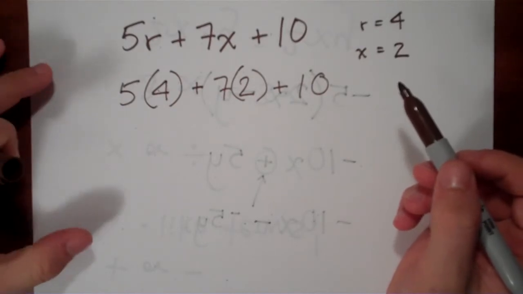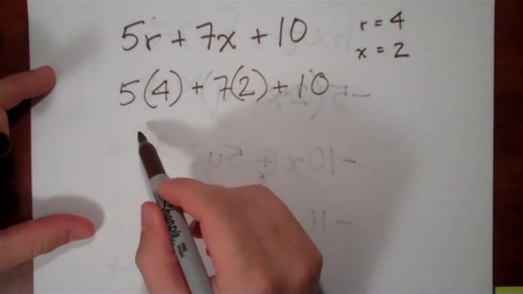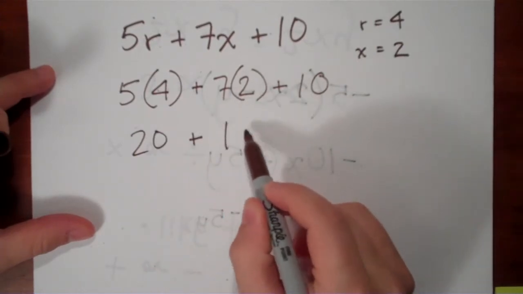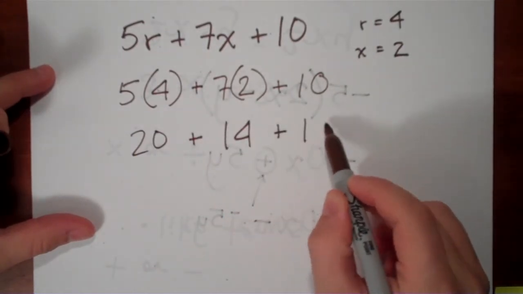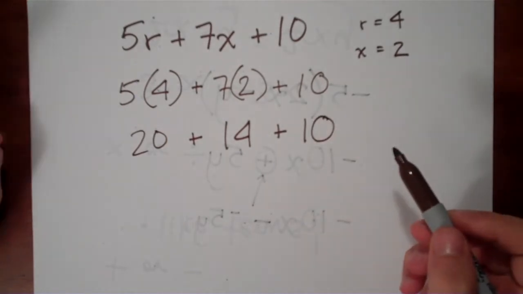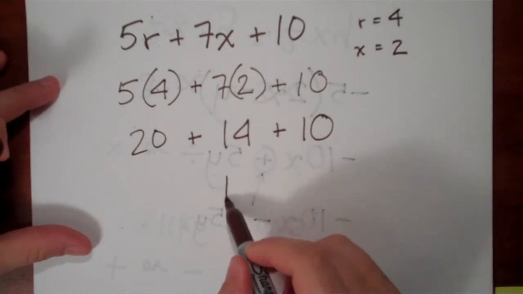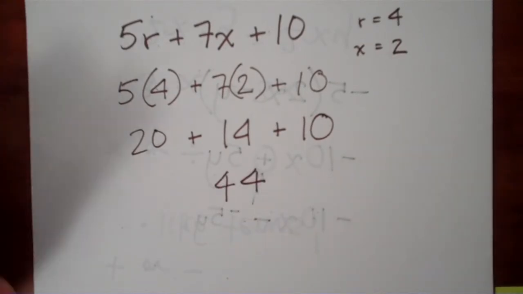And then order of operations, right? We got multiplication here. 5 times 4 is 20 plus 7 times 2 is 14 plus 10. Our total is going to be 20 plus 14 is 34 plus 10. 44.